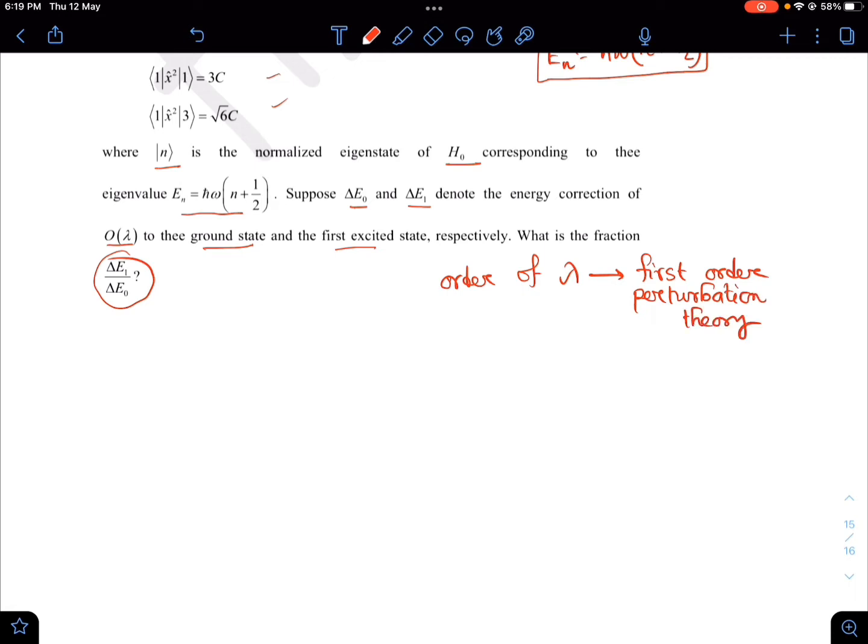So this is a crucial point. If we are asked to calculate the energy correction of the order of lambda square, then we have to use second order perturbation theory. But since we have to find the energy correction of the order of lambda, we will use first order perturbation theory here. So this belongs to second order perturbation theory.